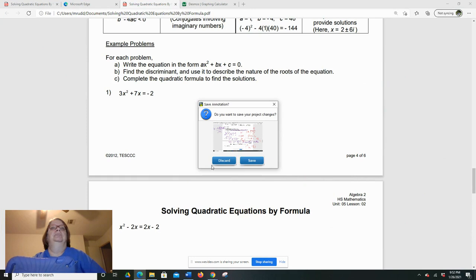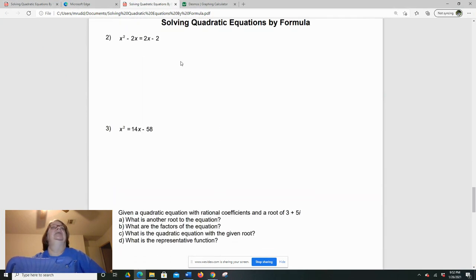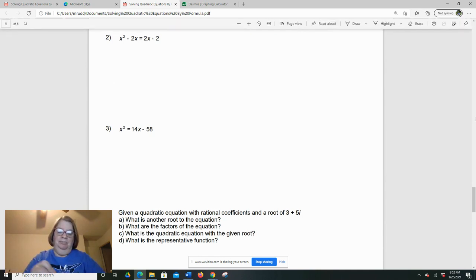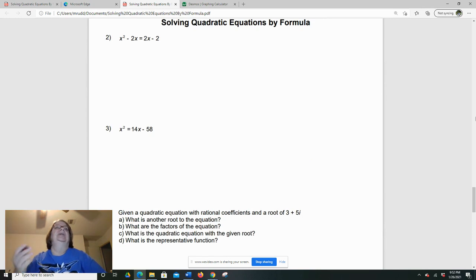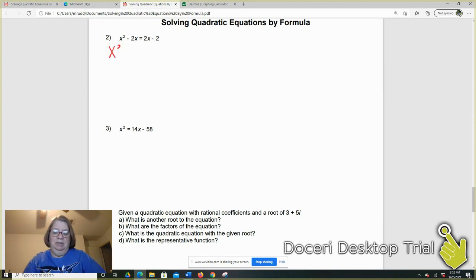Look at number 2. X squared minus 2x equals 2x minus 2. We need to put this one in standard form. So I need everything on one side made equal to 0. So I'm going to have x squared. I'm going to move this 2x over, so it's going to make it minus 4x. Move this minus 2 over, make it plus.